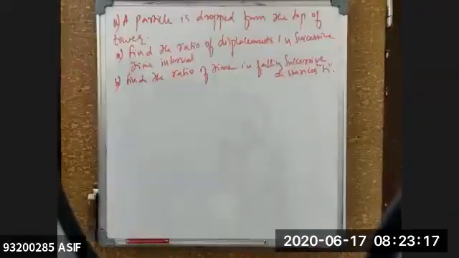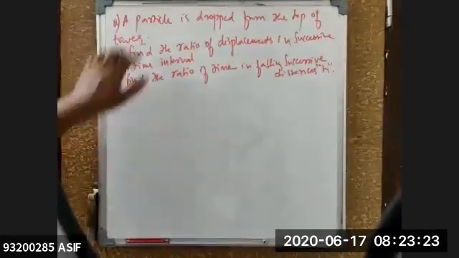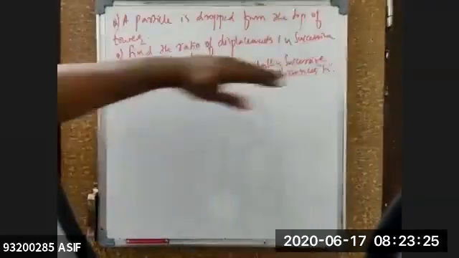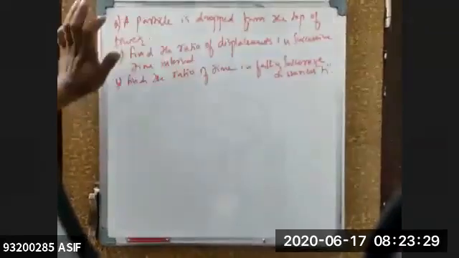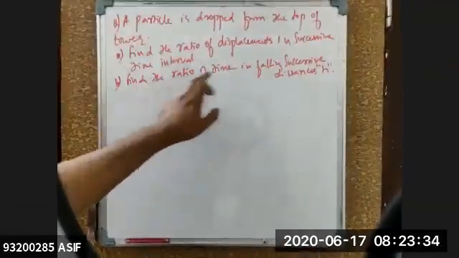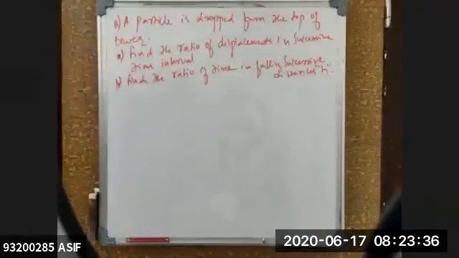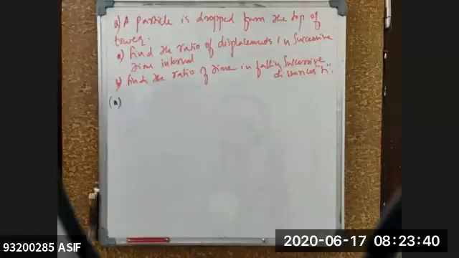So a particle is dropped from the top of the tower. We did the same question, I hope you remember it, in accelerated motion. There the particle was moving on a horizontal surface, but now it is in a vertical condition. Find the ratio of the displacement in successive time intervals and the ratio of the time in falling successive distances. I'll try to do the first one. The second one, try to take it as your homework.